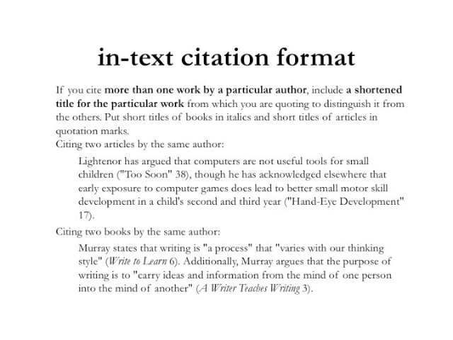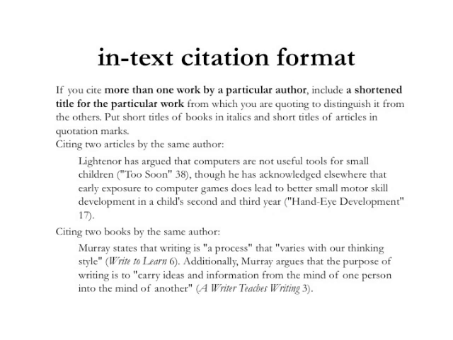So let's say that you're quoting from more than one work by a particular author. Here you use a shortened title for a particular work inside of the quotation marks. This allows you to distinguish which text I'm pulling from. So I have a couple of different examples here. Citing 2 articles by the same author, I've put Too Soon and Hand-Eye Development, inside of quotation marks inside of each of these 2 parentheses. If I'm citing 2 books by the same author, I do the same kind of thing. I use abbreviated versions of the titles, but I put those in italics, not in quotation marks. That's the basics for in-text citation format in MLA.